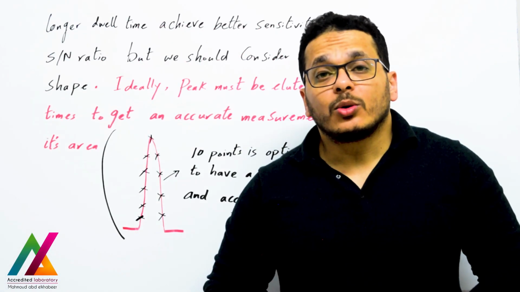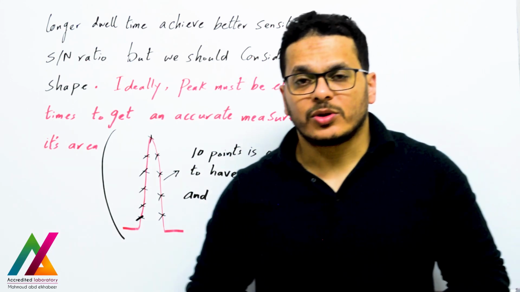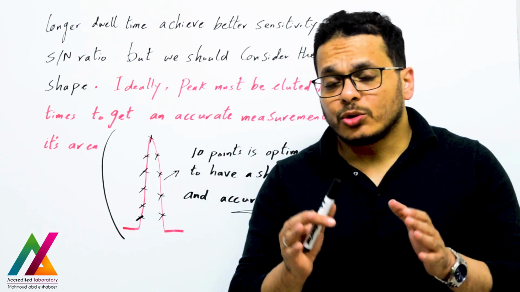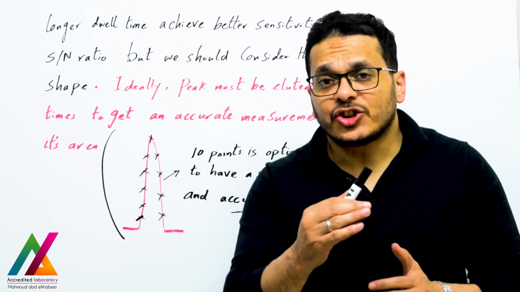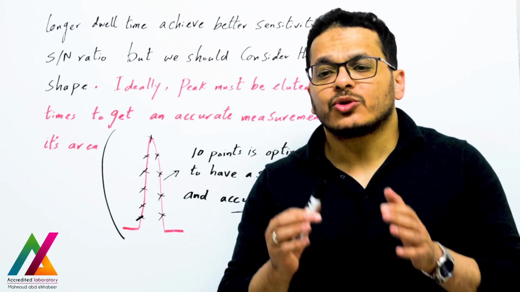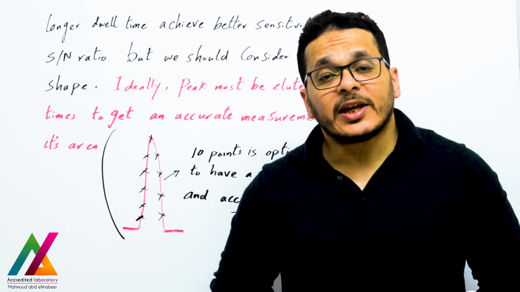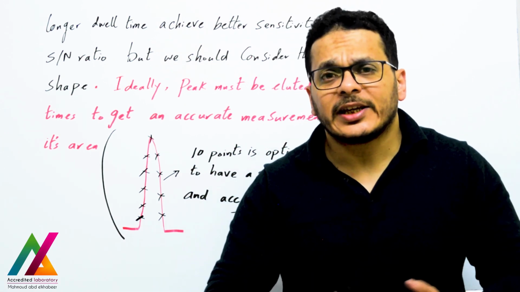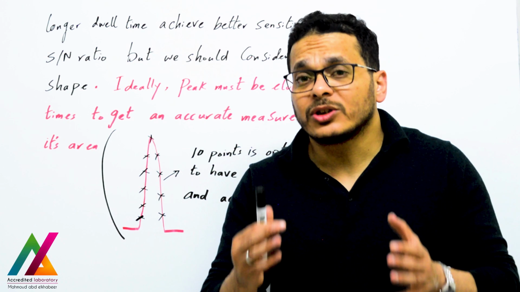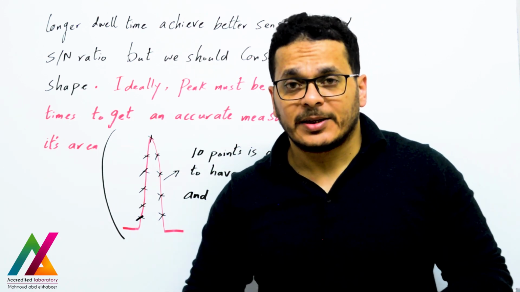You should know that a longer dwell time can achieve better sensitivity and improve the signal to noise ratio. But you should also know that when we select dwell time for each MRM transition, we should consider the peak shape. If we increase dwell time more than enough, we may get a broad peak, or we cannot get a sharp peak. Also, we cannot get an accurate measurement of the MRM peak area.